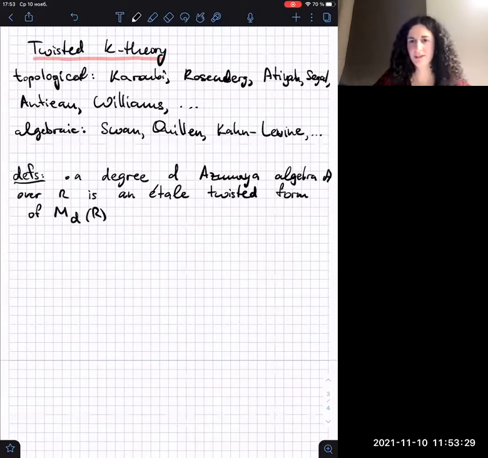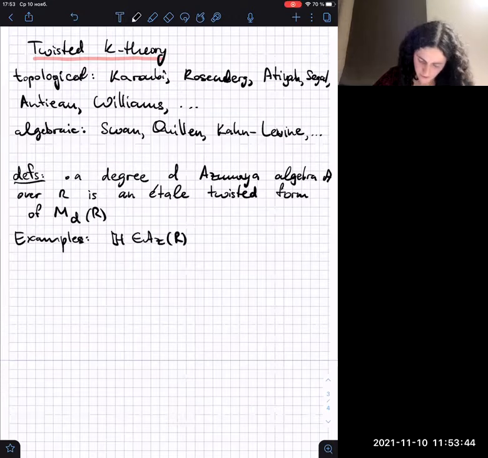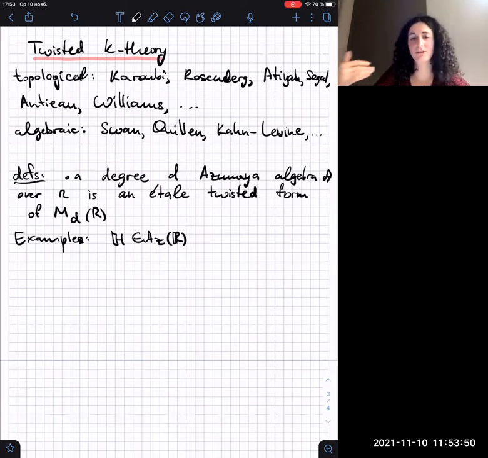Okay, so I usually denote A. And so they're classified by étale PGL_d torsors. And the main examples are, so I usually think about the quaternions as an Azumaya algebra over the real numbers. And more generally, Azumaya algebras over fields are just the central simple algebras.